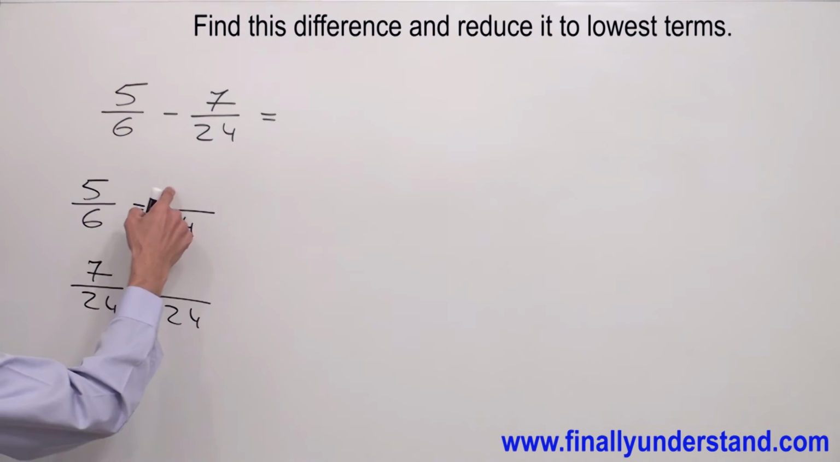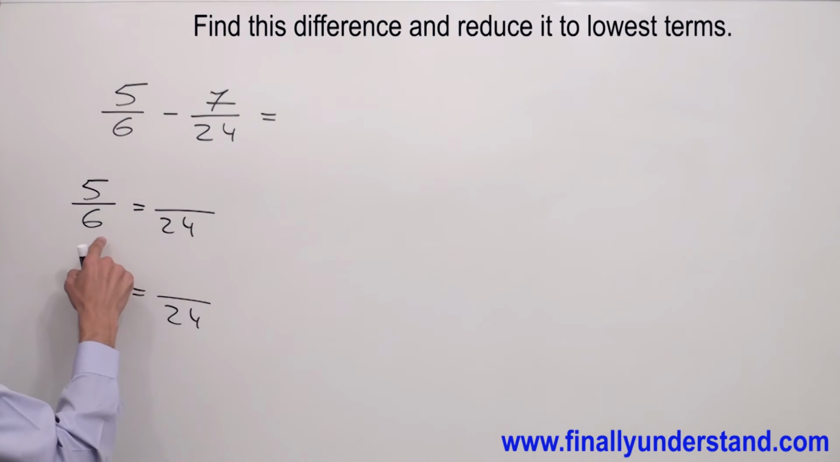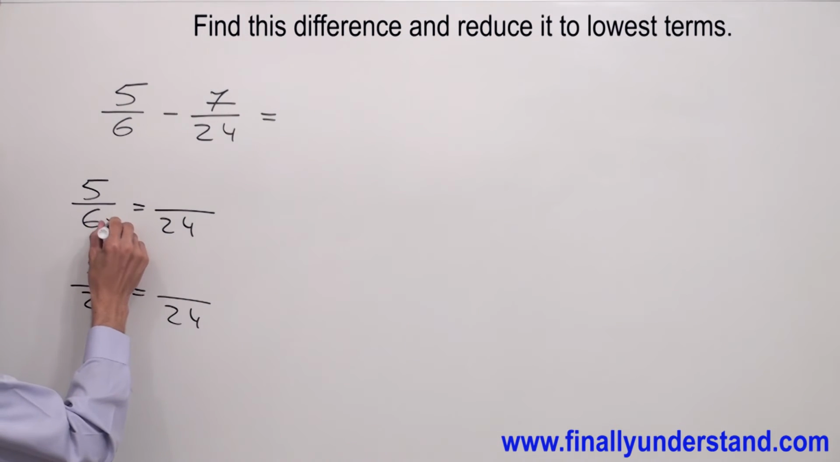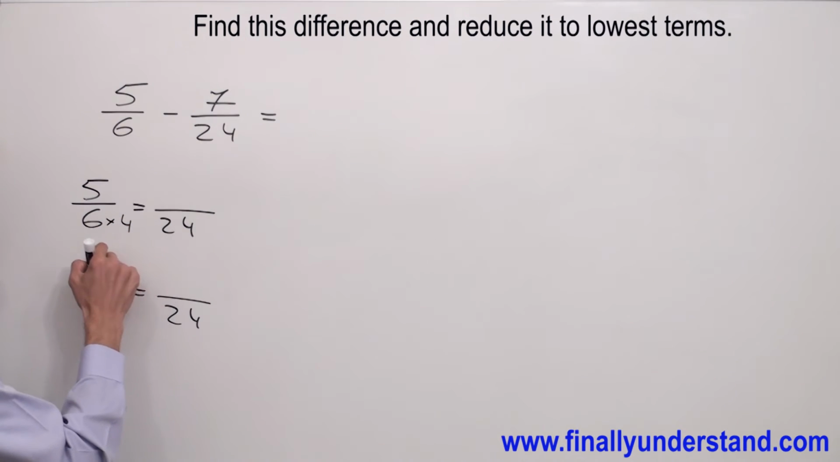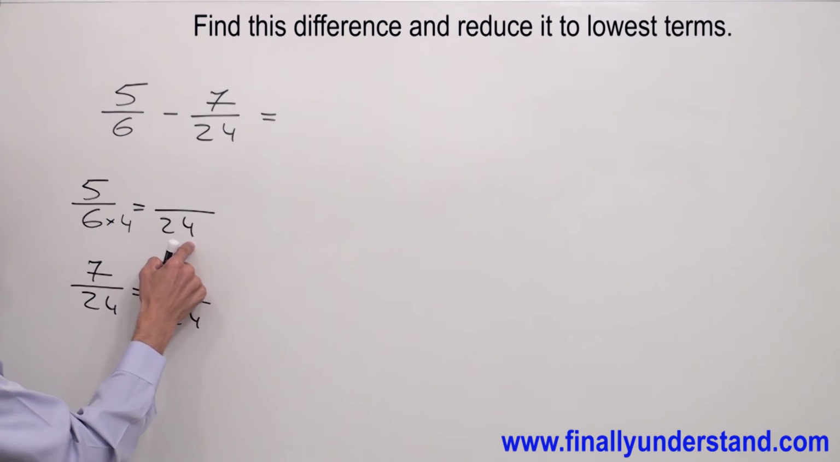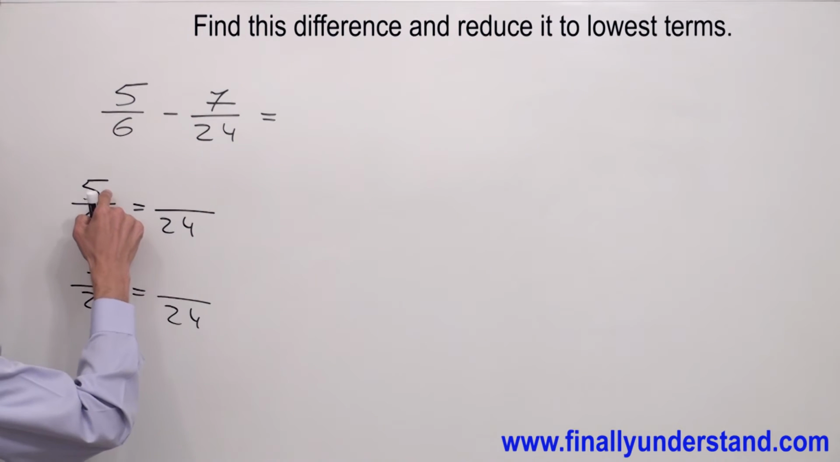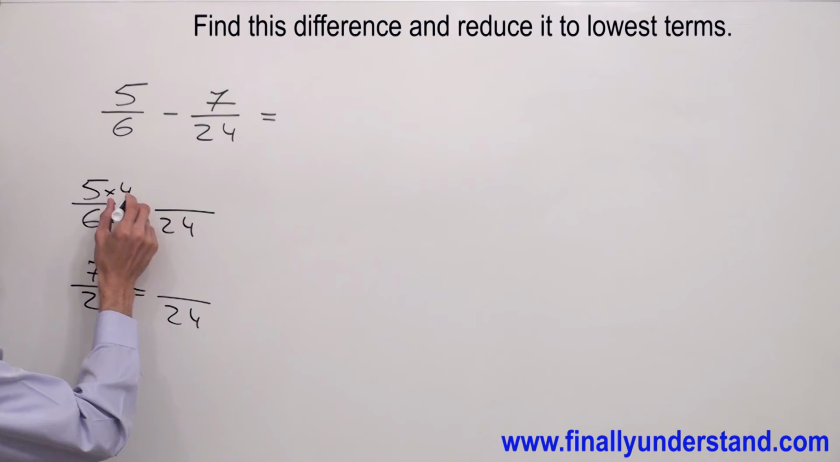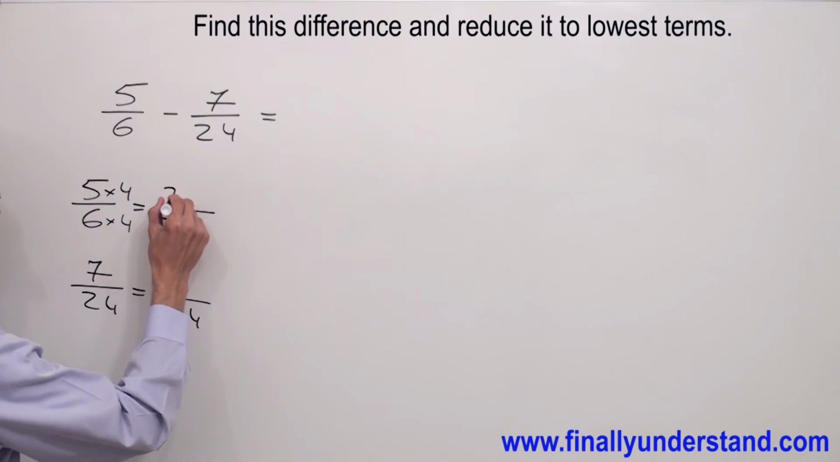Now let's find the numerator of this fraction. First you have to check by what number I have to multiply 6 to get 24. I have to multiply by 4. 6 times 4 is 24. Whatever I did in the denominator, I have to do also in the numerator. So I have times 4. 5 times 4 gives me 20.